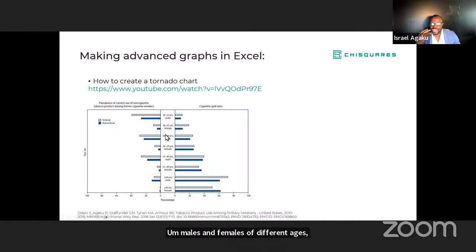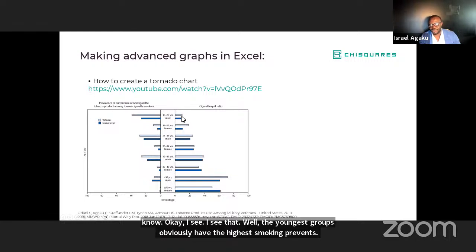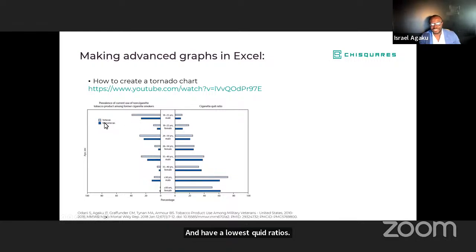So this tells you a compelling story because the beauty of a butterfly chart is that it allows you to take data points that are quite voluminous and summarize them in a way that just by looking at it, you're like, oh, okay, I see that, wow, the youngest groups obviously have the highest smoking prevalence and have the lowest quit ratios, right? And consistently we see that, veterans. So we're looking at so many things here, right? We're looking at age, we're looking at veterans, or we're looking at gender, right?